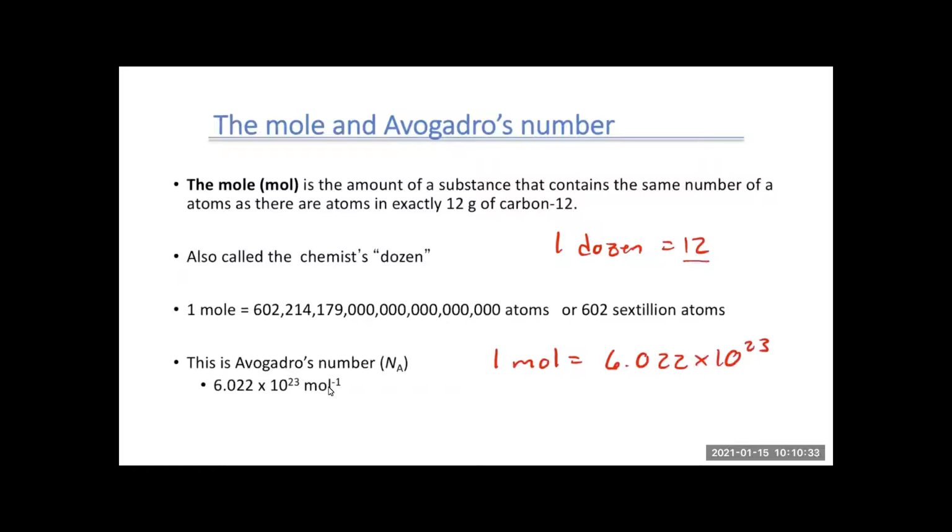So just like the 12 here represents a dozen, 6.022 times 10 to the 23rd represents 1 mole. So that's why we call it the chemist's dozen, because it's a unit we use to signify a number. Just like with a dozen, we use that to signify a number.